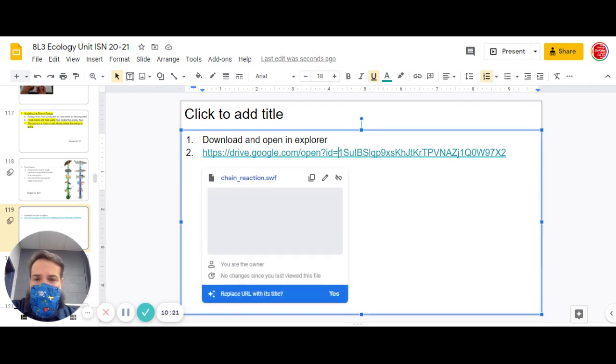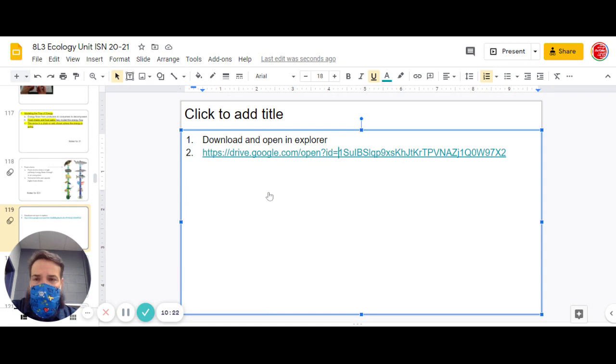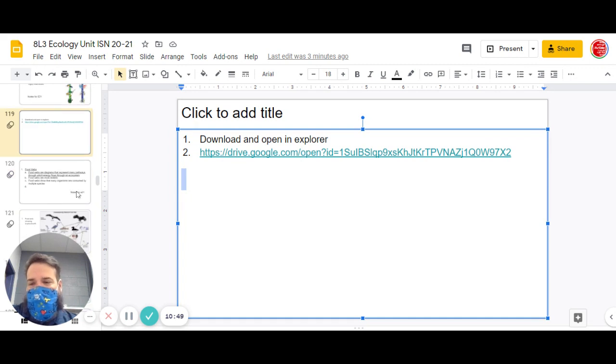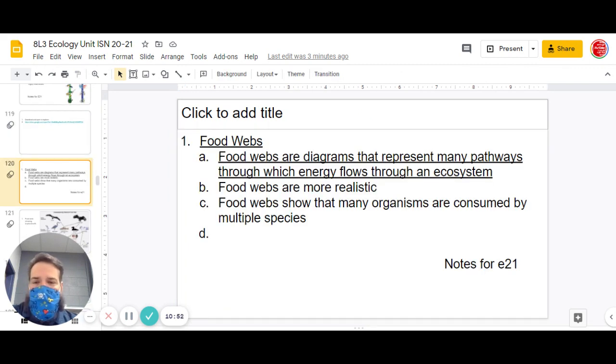All right, let's see. Uh-oh. What in the world? There we go. All right, I'm not going to worry about this link. It's an applet or a flash thingy, and it's not working at the moment.